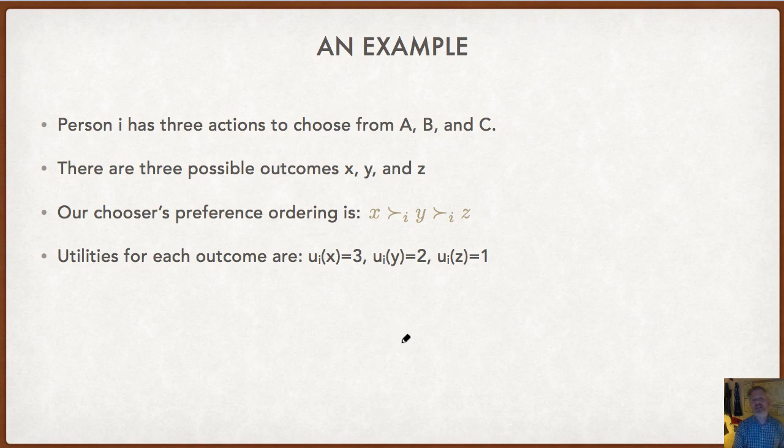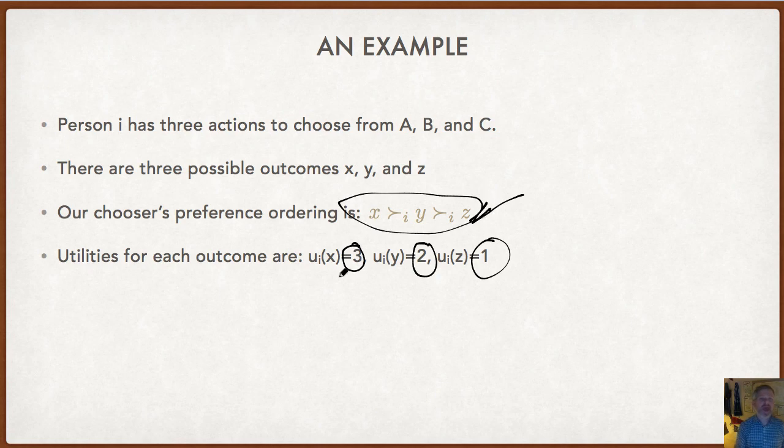So let's now assign utility. I'm going to say that they like X at a utility of 3, they like Y at a utility of 2, and they like Z at a utility of 1. Now notice, I can't get that directly from the preference ordering. I know that this number should be bigger than this number, which should be bigger than this number. I know that from the preference ordering, but I had to pick these specific numbers.